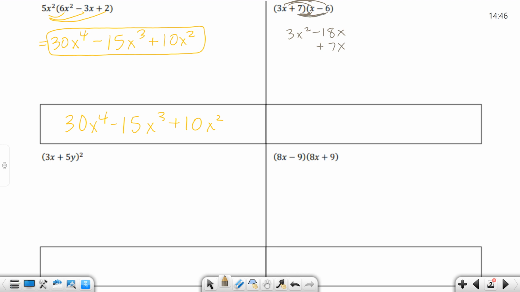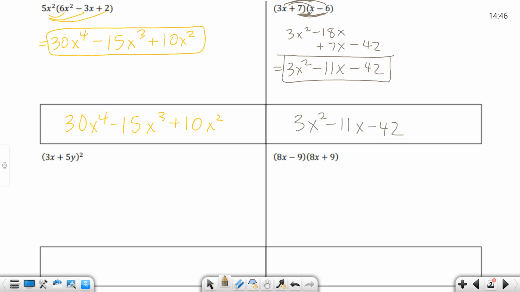And then the last in each one, the plus 7 times the negative 6. Positive times negative is negative. 7 times 6 is 42. And then I have 3x squared, I have my minus 42. And in the middle, what is a negative 18 and a positive 7? Well, they're different signs. So 18 minus 7 is 11, and they're x's. And the bigger number 18 is negative, so it's minus 11x. So then 3x squared minus 11x minus 42.